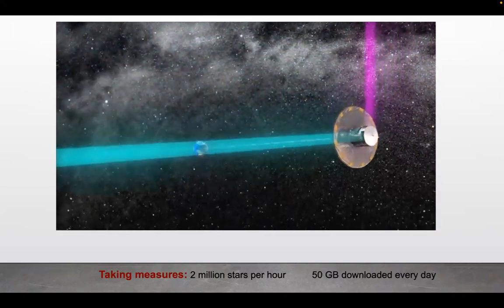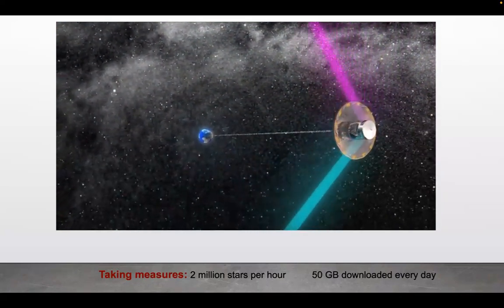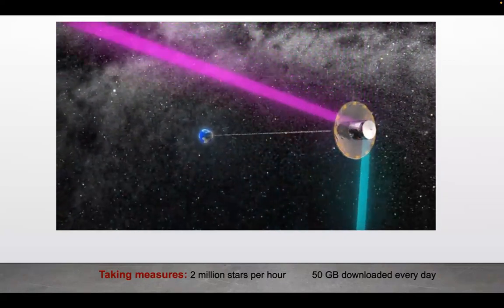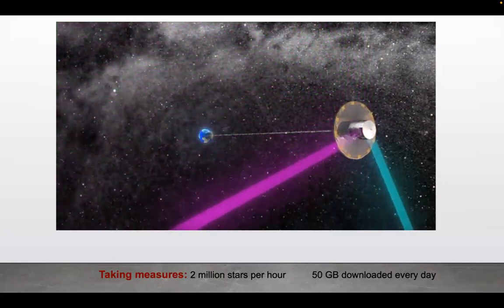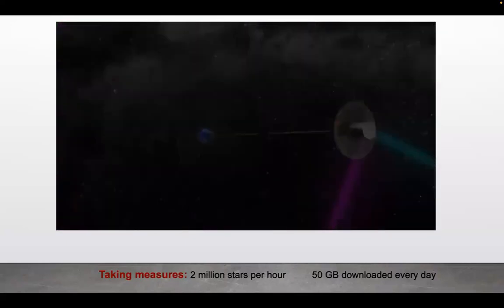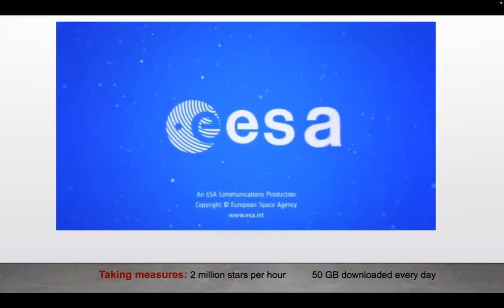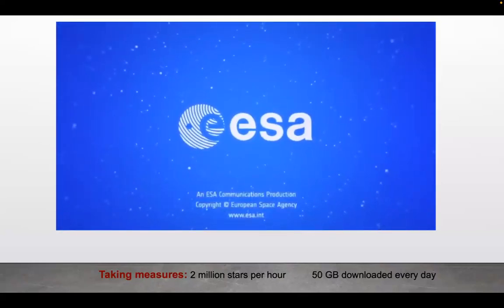And you have also to take into account that each star is not observed only once. It has a mean of 70 observations for each source. Some, because of the scanning law, some regions in the sky are observed more often than the others. So there is a question from the audience.